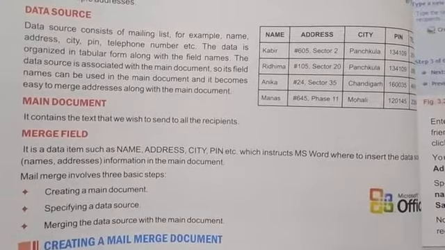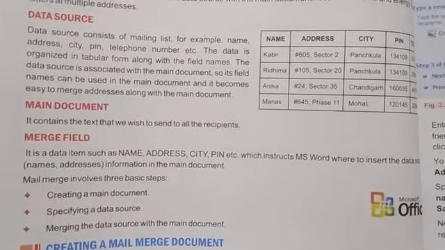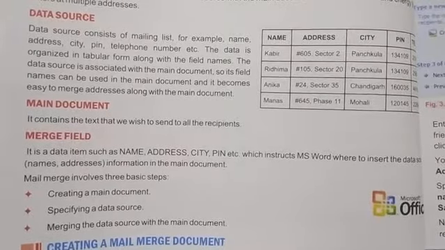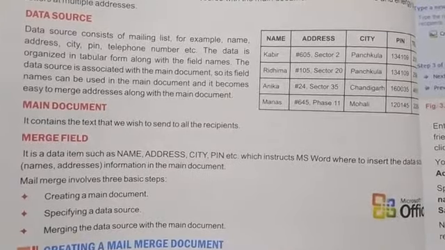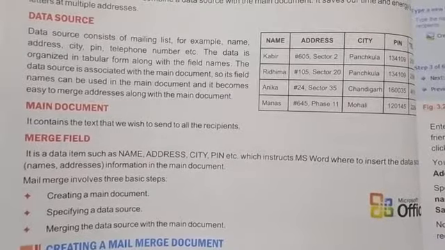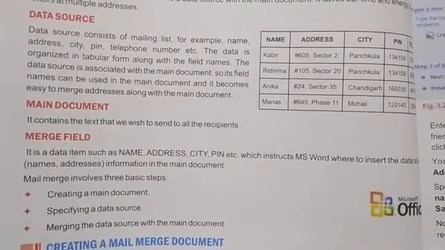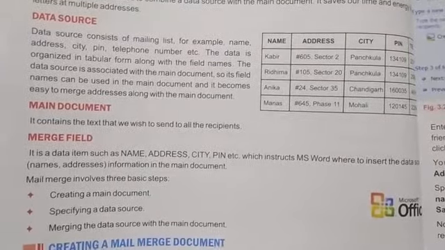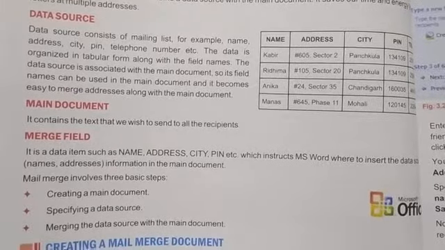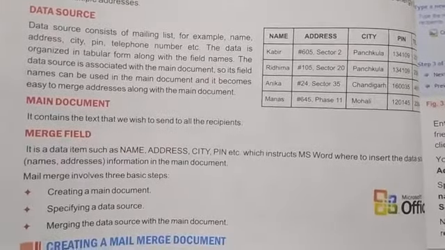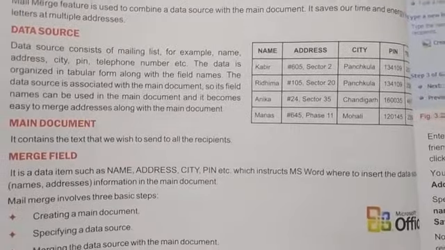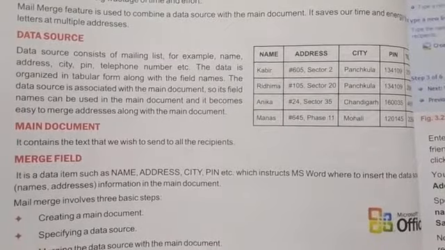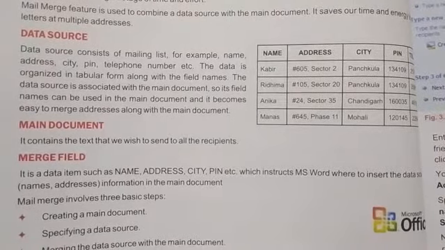It is a data item such as name, address, city, pin, which instructs MS Word where to insert the data, name, address, such kind of data information, in the main document. Yes students, suppose you want to add the recipient name on the top of the letter, then you have to merge the field, that is name. If you want to put the address of your recipient on the top of the letter after the name, then you have to merge the field, that is address. So you can take any of the fields from the data source table and merge that field into your main document. Main document is the letter.